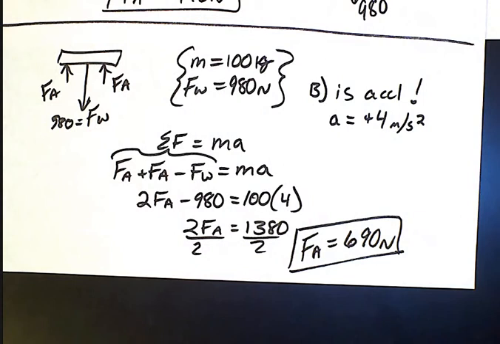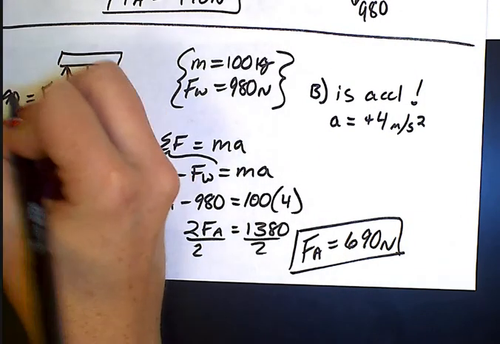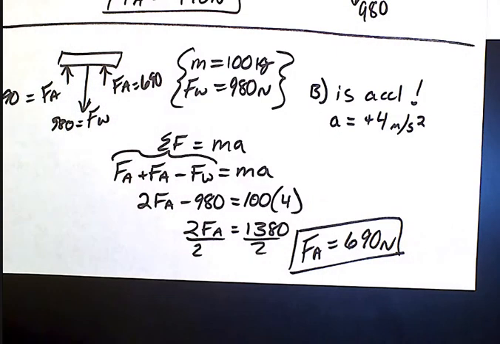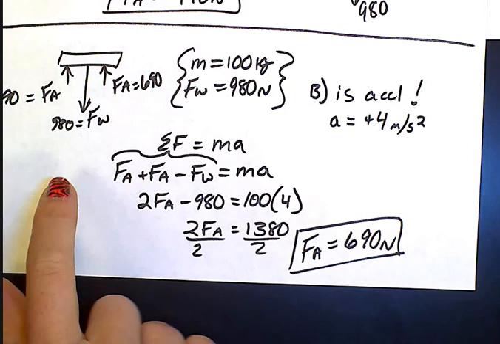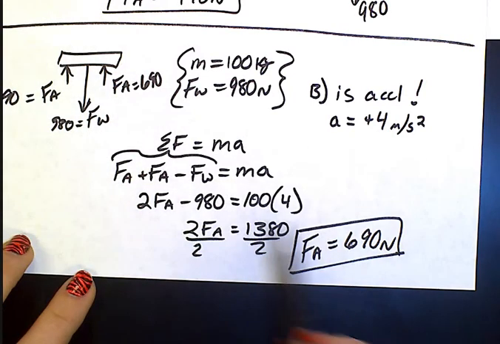Alright, so just filling this back in, if this is 690 on this side and this is 690 on this side, the ups end up being 1380, the down is 980, and that's how you get your net force of 400.